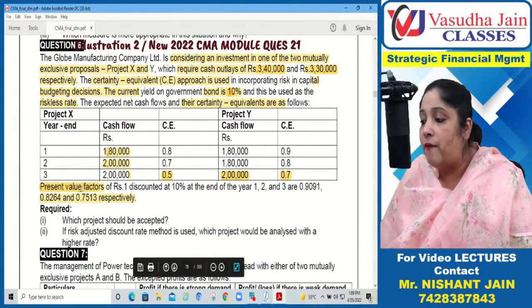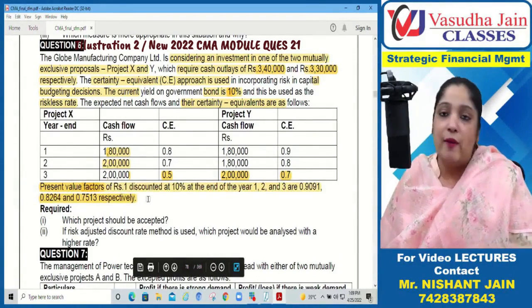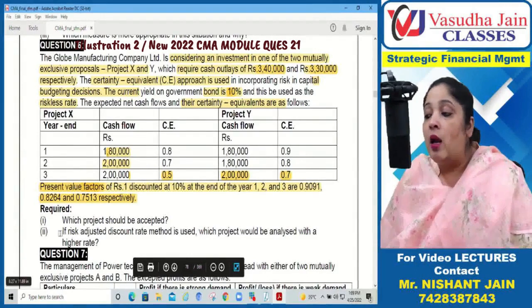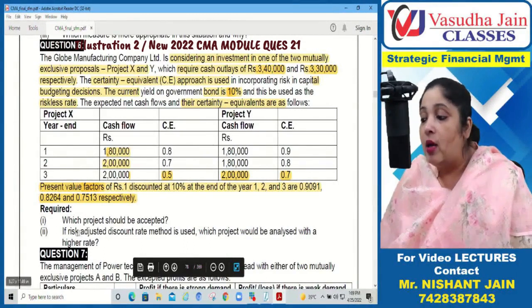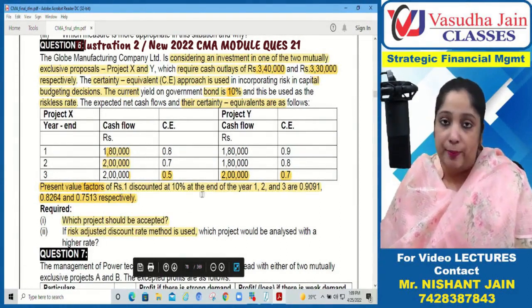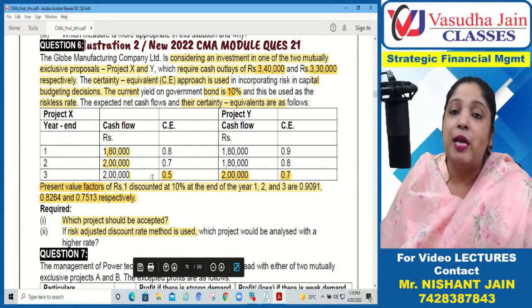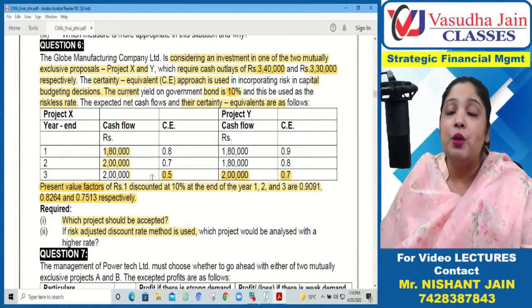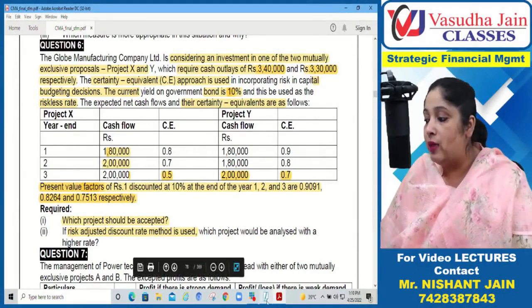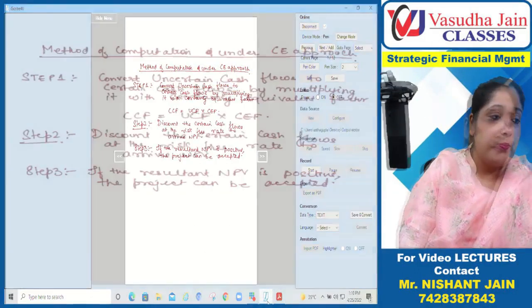Present value factor of 1 rupee discounted at 10% at the end of years 1, 2, 3 is also given. We could have computed it ourselves. Which project should be accepted? That is the first part. The second part I will try to explain, but we have not yet studied the risk adjusted discount rate. If the risk adjusted discount rate method is used, which project should be analyzed with a higher rate? That I'll make you understand. But first, which project should be accepted? The project that will be accepted is the one with positive NPV, giving you with certainty at least 10% rate of return, which is the risk-free rate of return. So using all these figures, let us solve the question.